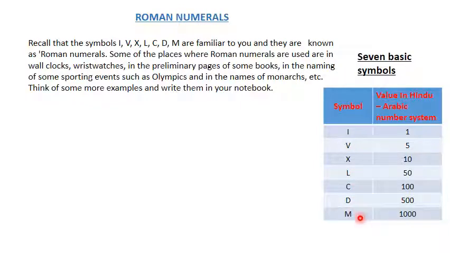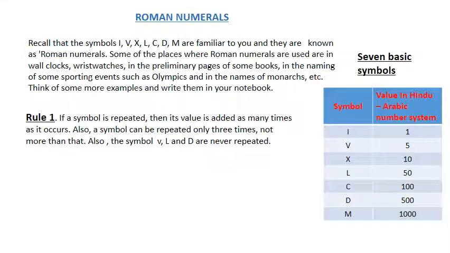And the values of the symbols in Hindu-Arabic numerals are: for I we write 1, the value of V is 5, the value of X is 10, the value of L is 50, the value of C is 100, the value of D is 500 and the value of M is 1000. Here there are some rules. Let us see rule number 1.